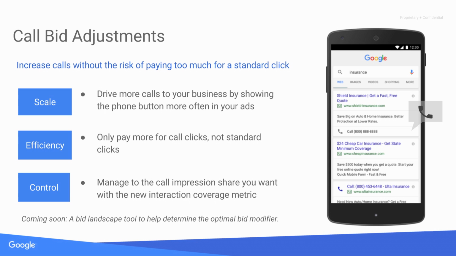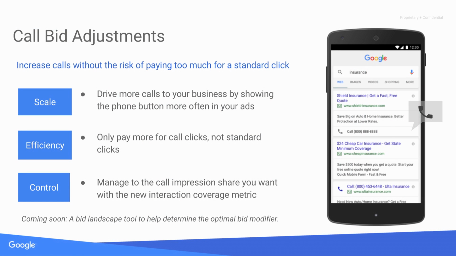These are a bid adjustment very similar to the idea of a device bid adjustment, a location bid adjustment, or an ad schedule bid adjustment, in that they layer on top of the base bid that you have. So for instance, a 20% bid adjustment on a $1 bid would be $1.20. So if calls are really important for you, these call bid adjustments allow you to drive more calls for your business, and, as I mentioned, allow you to drive them efficiently.